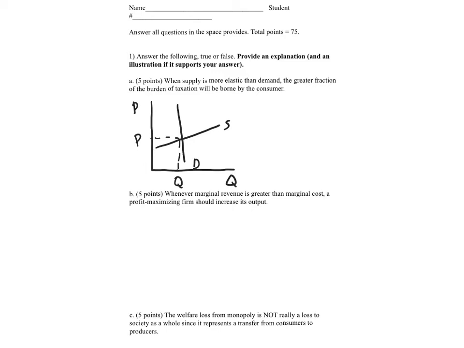And the burden of taxation, it doesn't say what kind of taxation it is, but we know that it doesn't matter. So we'll have a tax on production. So this is our after-tax supply curve, our new equilibrium quantity. This is the top price. This is the price that the buyers pay, and our bottom price is the price that the sellers receive.